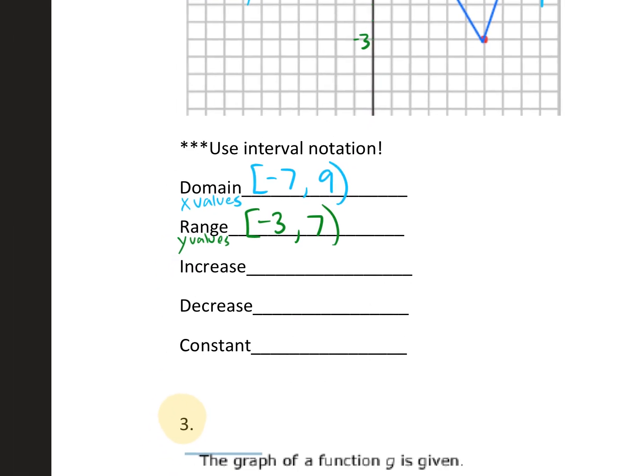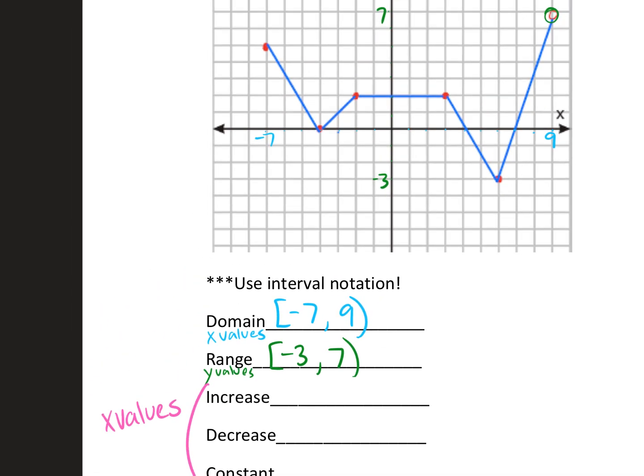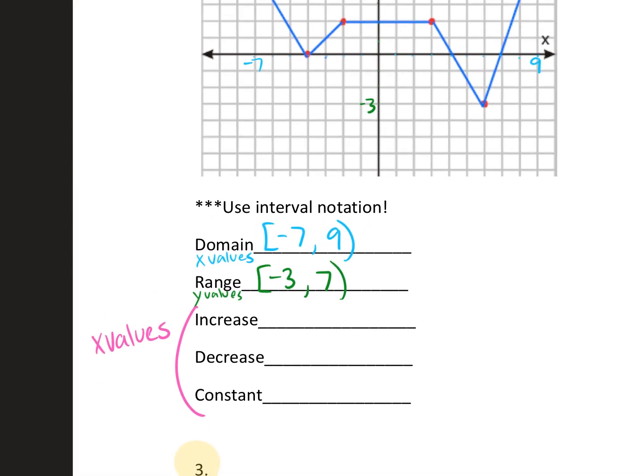All right, remember for increasing, decreasing, and constant, we are always just looking at the x values. So for these, you can cross off the entire y axis. You do not look at the y. We're only looking at the x values. And we always just use parentheses. So it doesn't matter if it's an open or closed circle. Increasing, decreasing, and constant is always just parentheses.